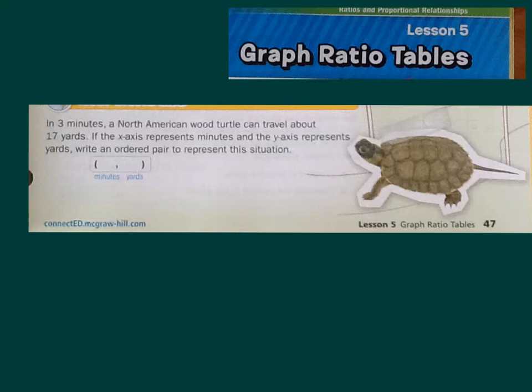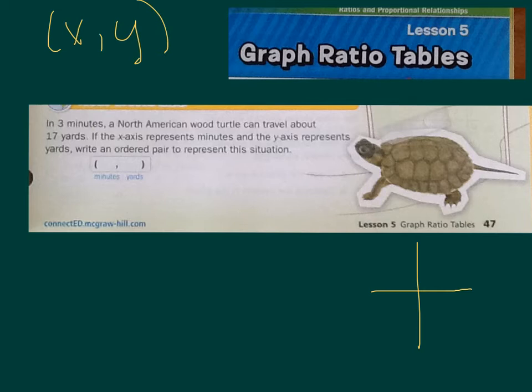In 3 minutes, a North American wood turtle can travel about 17 yards. If the x-axis represents minutes and the y-axis represents yards, write an ordered pair. Now, ordered pairs look as follows. They are x, y. Hopefully you have all seen ordered pairs before. We use ordered pairs when we graph. You should have all graphed before too.